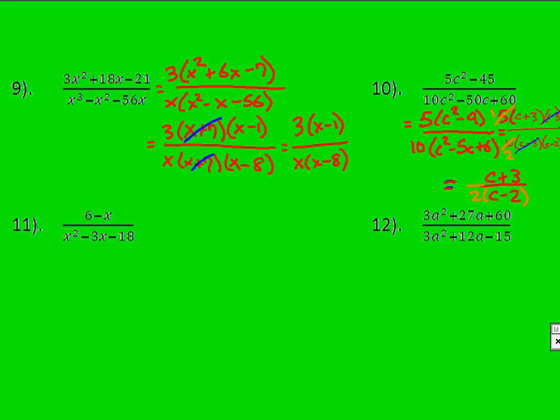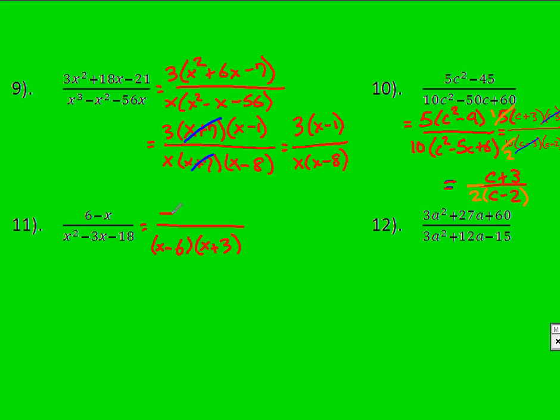Last couple. For number 11. First, let's do the bottom because it's an easy one. On the bottom, factors of 18 subtracting to 3 are going to be 6 and 3. Bigger number gets the sign in front. Negative times positive gives you negative. On the top, though, 6 minus x, that's very backwards from what we normally do. And the x is negative.